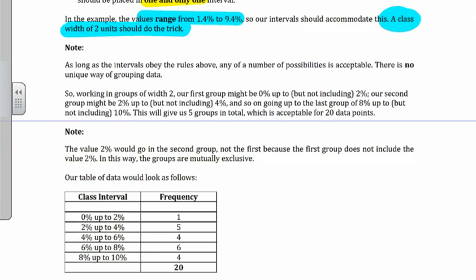We go 0 to 2%. That's my first one. 2 to 4. Can you see what I'm doing? I'm going in class intervals of 2: 4 to 6, 6 to 8, and 8 to 10. Total of 20 observations.